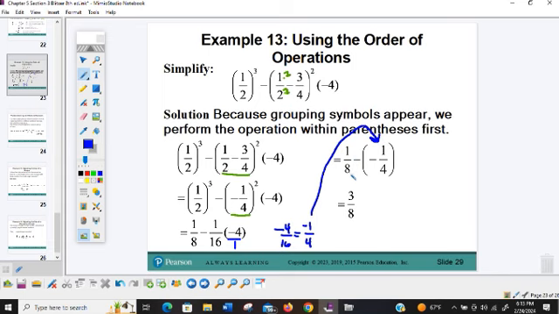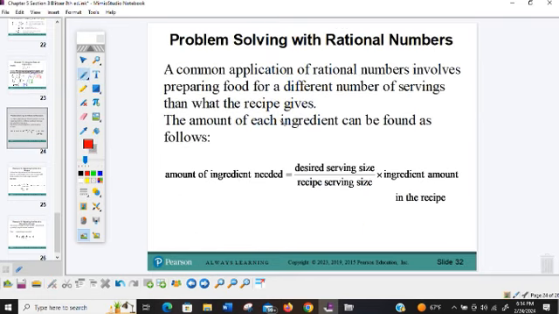So now I have -1/8 minus -1/4. Now, when you have minus a negative, this turns positive here. And my common denominator is going to be 8. So I have to multiply the top and bottom by 2 here. And I get 2/8. Okay, so 1/8 plus 2/8 is 3/8, and the final answer here would be 3/8. That does not reduce. Now let's look at a common application problem.